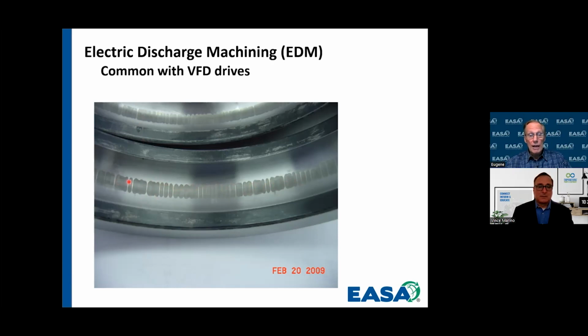When you see this type of damage to the inside of a race of a bearing, it could be inner or outer race, that's almost always caused by shaft currents going from the stationary part of the electric motor through to the rotating part of the electric motor. So you'll hear your bearings get noisy, and if you're lucky enough to recognize that that's a problem and pull it out before it fails, you'll pull the bearing apart and see this.